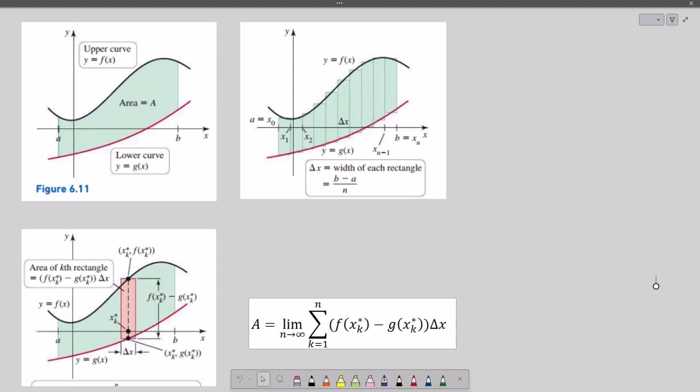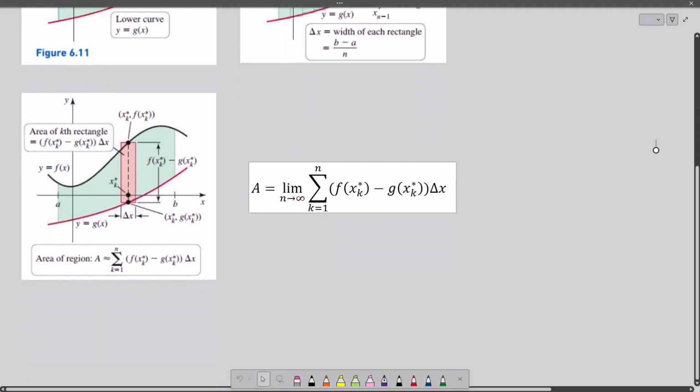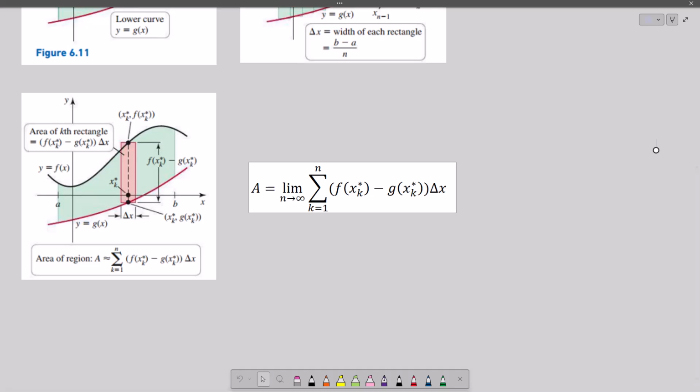We've got the width of these rectangles. B minus A over n is how wide each rectangle is. If we let the number of rectangles go to infinity, the width of the rectangles is going to 0. The height of a rectangle is the upper function minus the lower function. If you have a vertical distance, you take upper minus lower. If you have a horizontal distance, you take right minus left. So we're just taking the difference to get the height. So the height is f minus g.